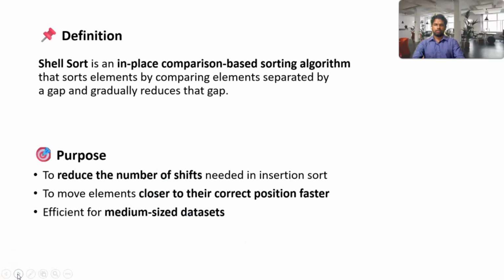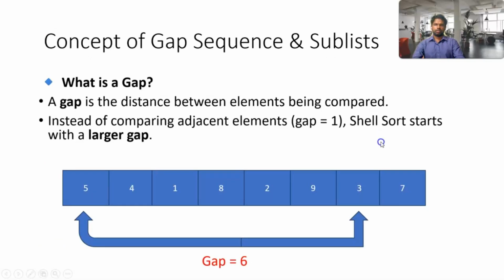Definition. The shell sort is an in-place comparison-based sorting algorithm that sorts elements by comparing elements separated by a gap and gradually reduces the gap. Purpose: to reduce the number of shifts needed in insertion sort, to move elements closer to their correct position faster, efficient for medium-sized datasets. Concept of gap sequence and sublists.